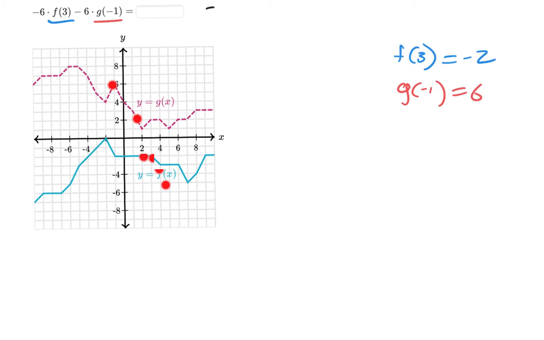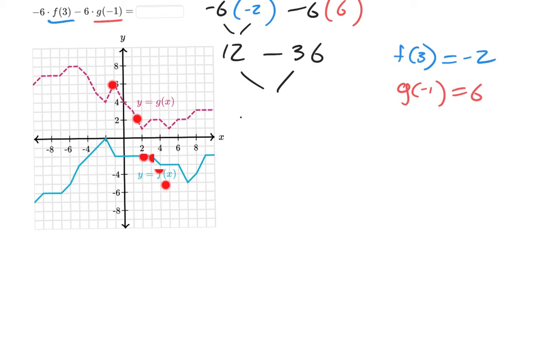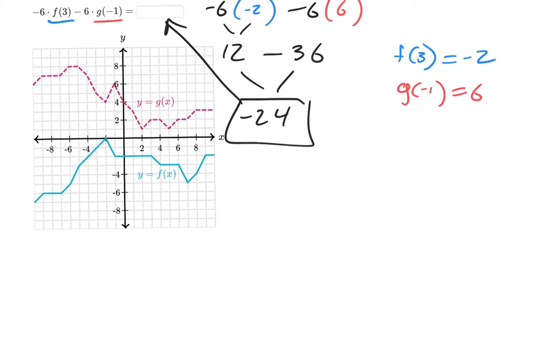So we have -6, and instead of f of 3, we now know that's really just -2, and then -6, and instead of g of -1, we now know that's +6. -6 times -2 makes +12. -6 times +6 makes -36. So 12 minus 36 is -24. So that is the answer that would go there. That's how you're going to work out that problem, but you've got to evaluate these points separately.